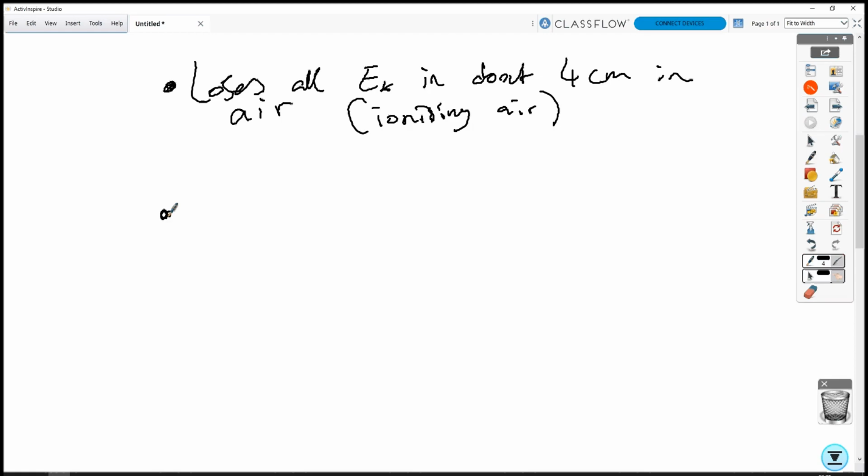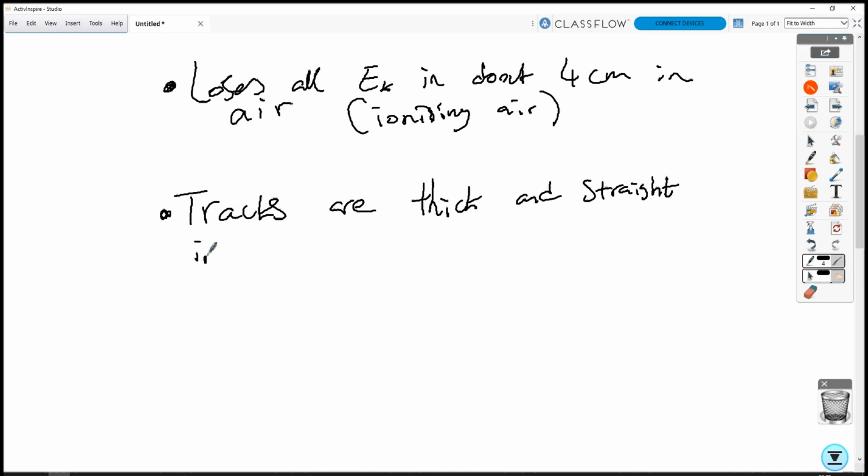In a cloud chamber, you'll see these as looking like thick, straight tracks. Because alpha is heavy in comparison to beta and gamma, you'll see them as thick tracks, and they'll be quite short tracks as well. So tracks are thick and straight in a cloud chamber. Because they are massive in comparison.